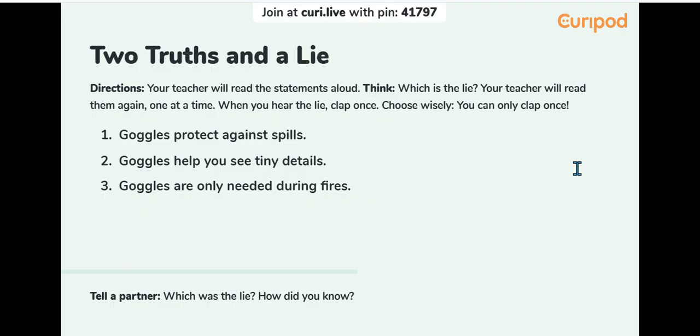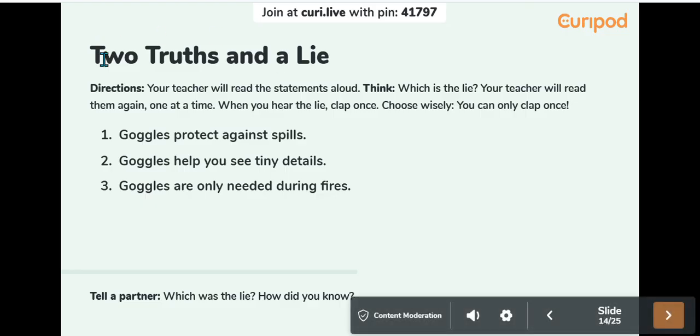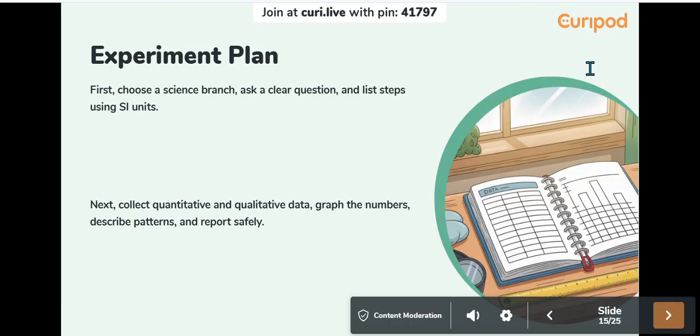Goggles help protect against spills. Goggles help you see tiny details. Goggles are only needed during fires. So over here, as we know, the goggles protect against spills, and so the lie is goggles are only needed during fires. Because that is incorrect, because not only pieces will be flying during a fire, they might be flying if someone breaks glass or something else happens.